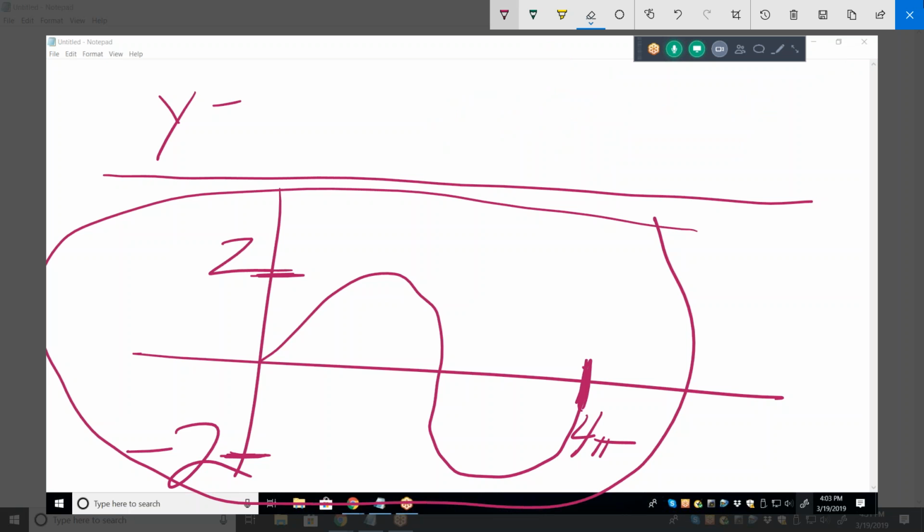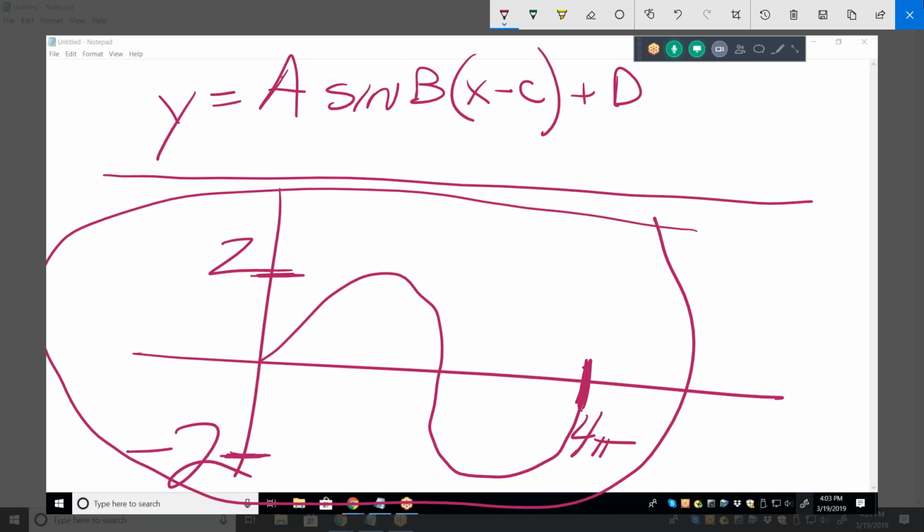So, if I start with the general function, and incidentally, this is called a sinusoid curve, but it doesn't have to be sine. It can be cosine. Even if it's cosine, it's still called a sinusoid function. Not if it's tangent, but if it's sine or cosine, it's called a sinusoid function. Okay, so let's see, this graph that I drew, can we figure out what A is? Okay, can we figure out what B is?